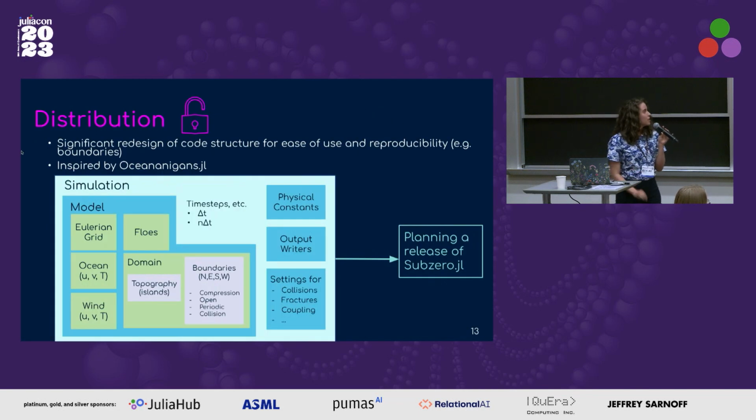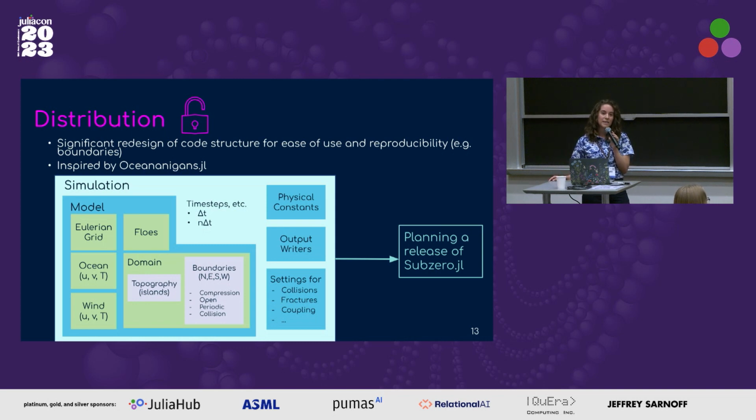And then the other big win is just distribution. So in this switch to Julia, there's been significant code redesign, and we've really taken inspiration from Oceananigans' setup of having a simulation which holds a model, holding all the sort of necessary components for a run, with physical constants and output writers outside the simulation. And so this has really led to increased modularity, and really multiple dispatch has been a huge win here.